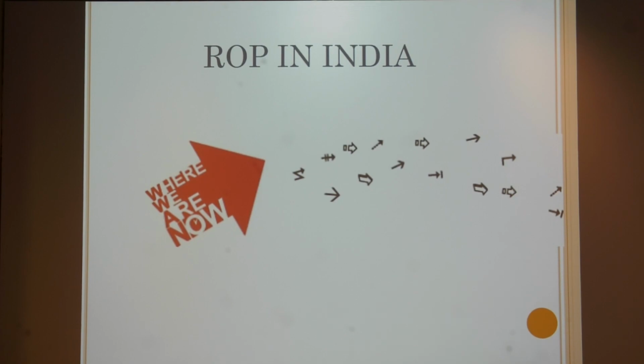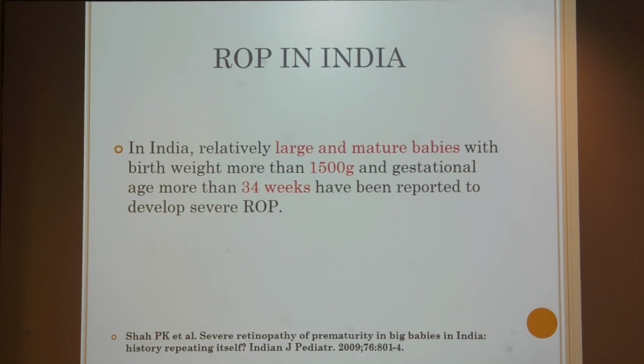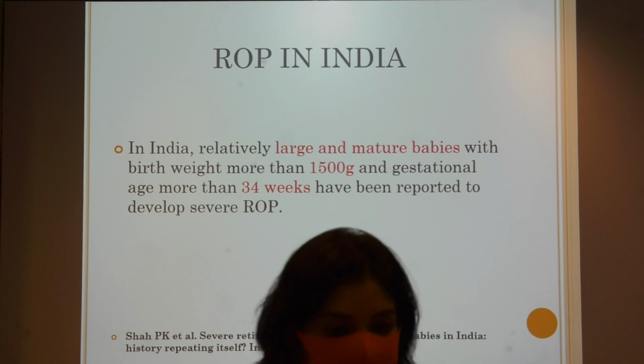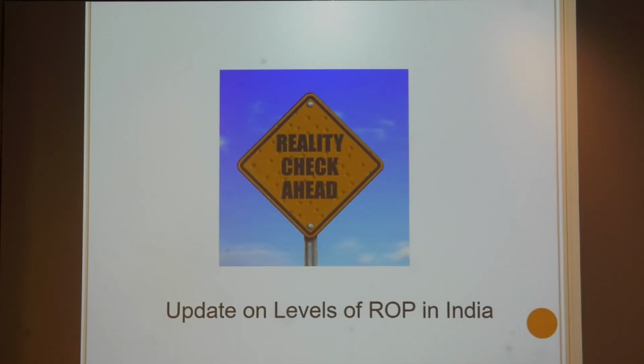So where are we now in India? In India, relatively even large and mature babies with birth weight more than 1500 grams and gestational age more than 34 weeks have been reported to develop severe ROP. So let's have a quick update on the levels of ROP in India.